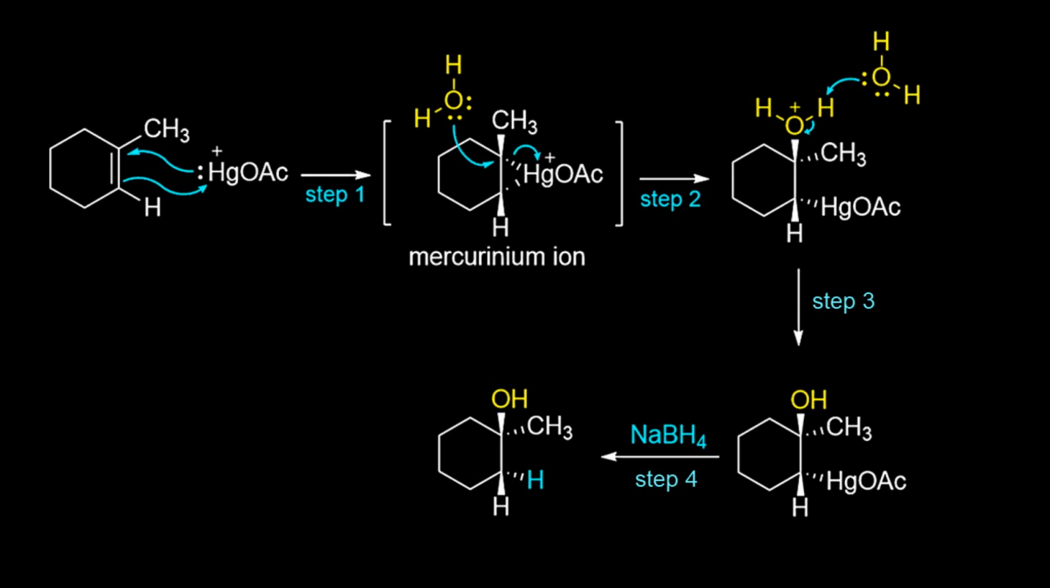Then in step 3, the water that just added loses a proton, and we're left with a neutral organomercury intermediate. Finally, in step 4, we treat it with sodium borohydride, and that replaces the mercury with a hydrogen. You don't need to worry about the exact mechanism for this step. We usually just treat it as a clean substitution and move on. And just like that, we get our final alcohol. That's the full oxymercuration-demercuration mechanism.